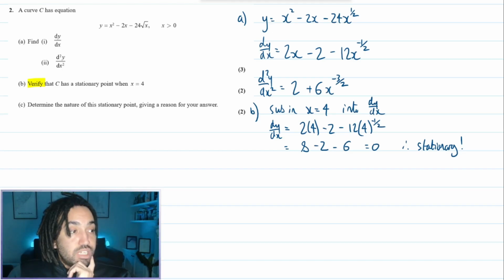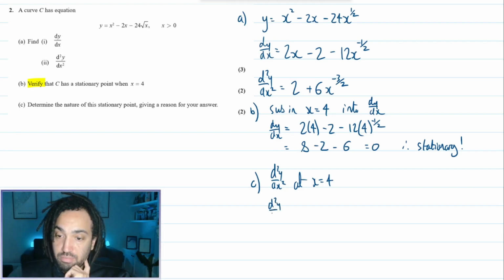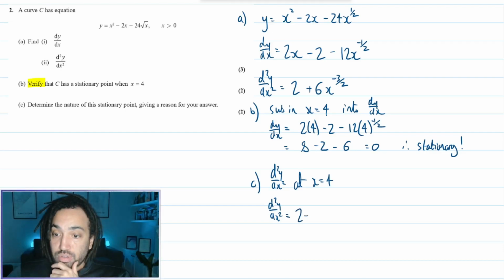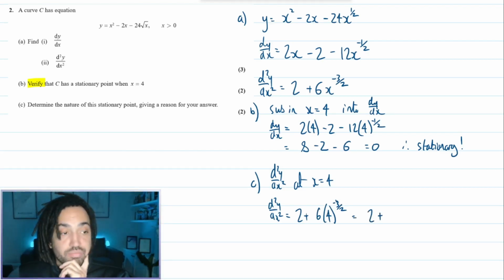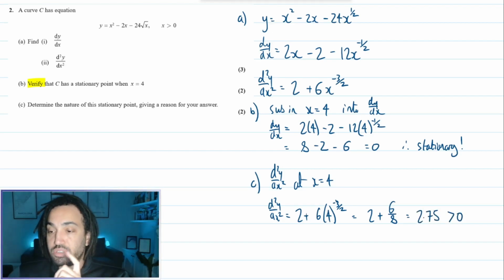Okay, great. Next part, determine the nature of this stationary point. We need to substitute into the second derivative in order to tell us what the stationary point is. So second derivative at x equals 4. We've got 2 plus 6 lots of 4 to the negative 3 over 2, which is 2 plus, square root the 4 gives you 2, cube it gives you 8, negative power 1 over 8. So 6 times 1 over 8 is 6 over 8. So this is 2 3/4, so 2.75, and that is greater than 0. That's positive. And when the second derivative is positive, that means it is a minimum. Bosh.